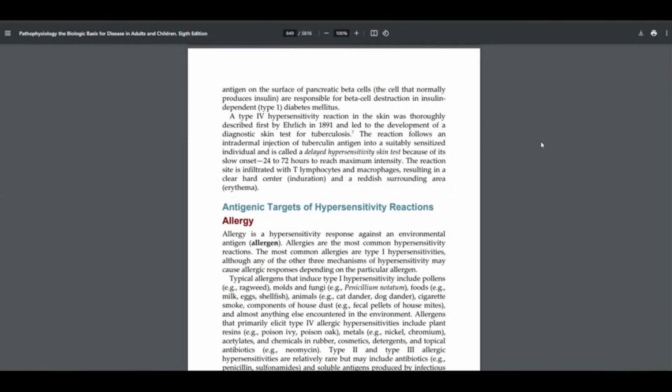So, a type 4 hypersensitivity reaction in the skin was first thoroughly described by Ehrlich in 1891 and led to the development of diagnostic skin tests for tuberculosis. The reaction follows an intradermal injection of tuberculin antigen into a suitably sensitized individual and is so-called a delayed hypersensitivity skin test. Because of its slow onset, 24 to 72 hours to reach maximum intensity, the reaction site is infiltrated with T lymphocytes and macrophages, resulting in a clear hard center, induration, and a reddish surrounding area, erythema.